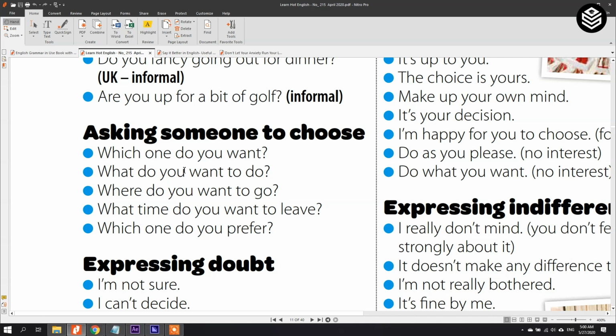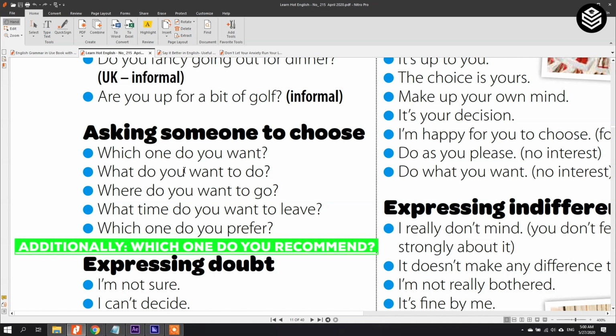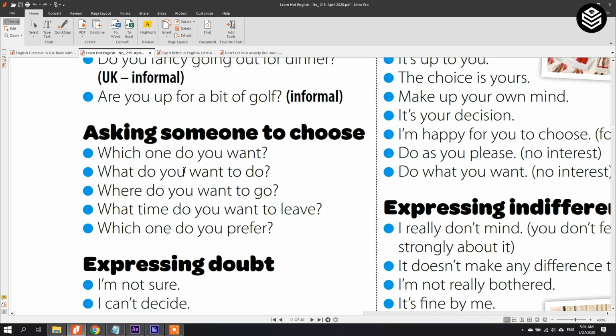The final one, which one do you prefer? Okay, so there are too many choices, or between two items, asking which one do you prefer? Prefer means like. Which one do you prefer? This apple or green apple or red apple? Which one do you prefer? Coffee or cappuccino or something, Turkish coffee or cappuccino, whatever. Which one do you prefer? Asking their decision.